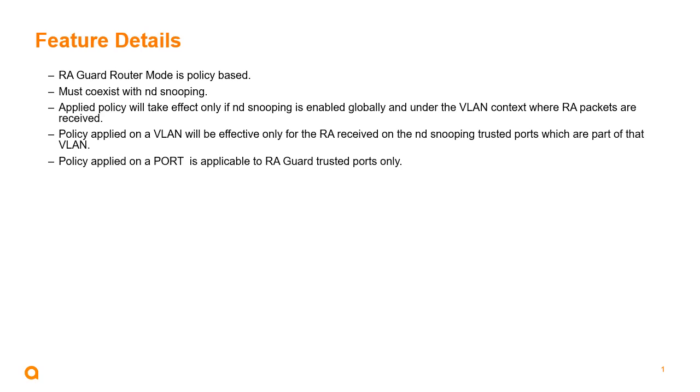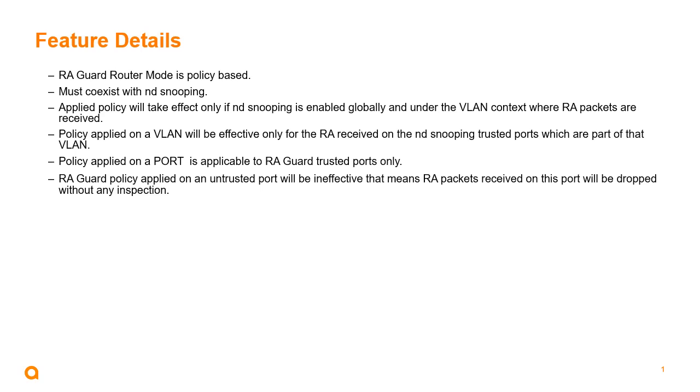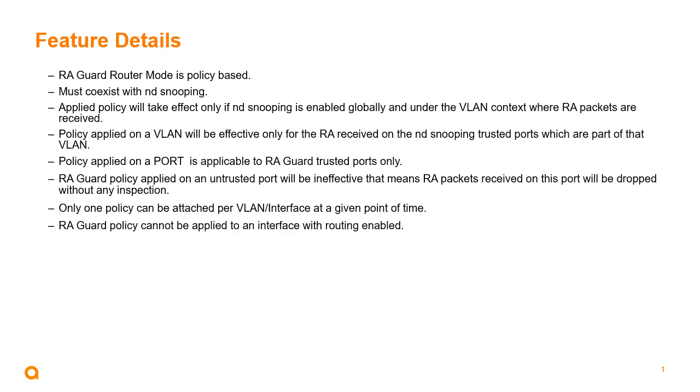Policies applied on a port are applicable to RA Guard trusted ports only. An RA Guard policy applied on an untrusted port will be ineffective, which means that RA packets received on this port will be dropped without any inspection. Only a single policy can be attached per VLAN or interface at a given point in time. An RA Guard policy cannot be applied to an interface where routing is enabled. And please note, by default, all ports are designated as untrusted.